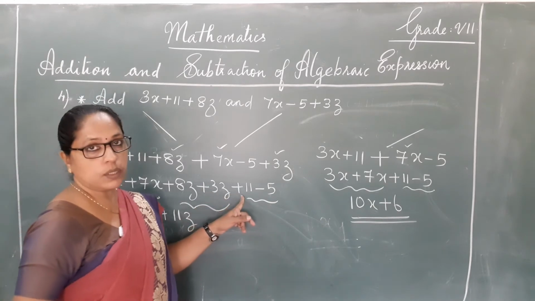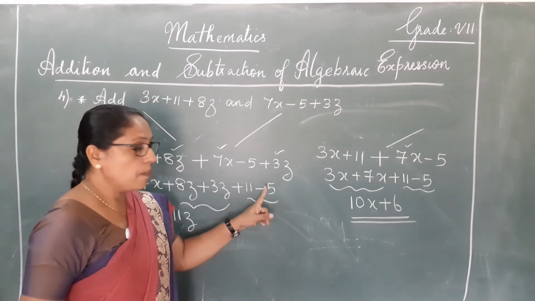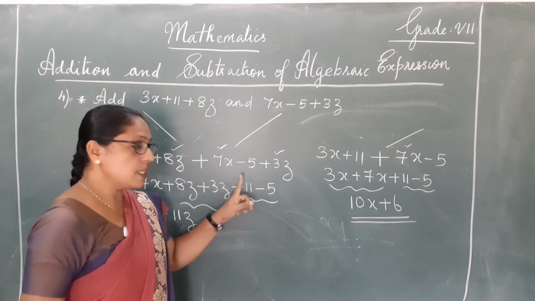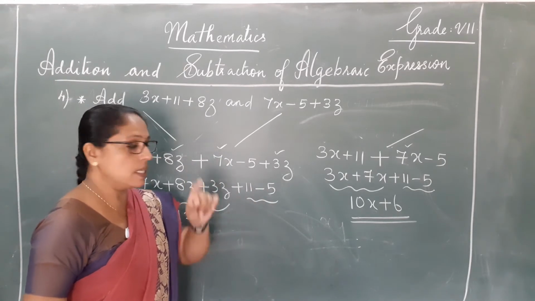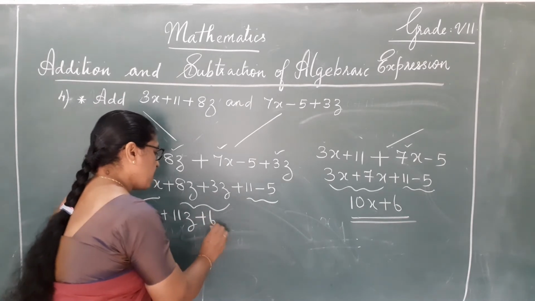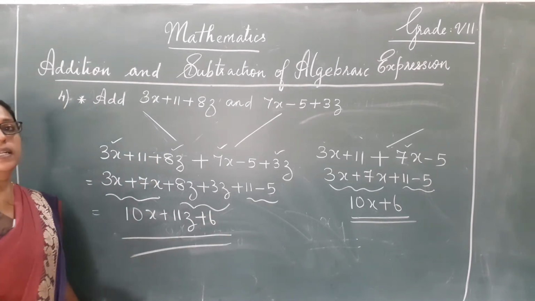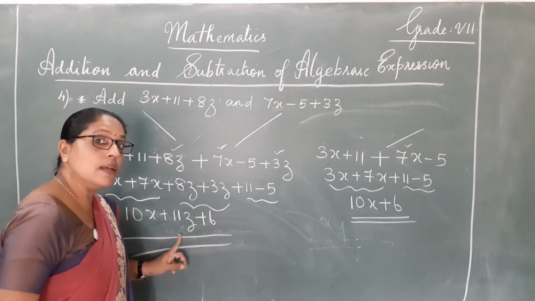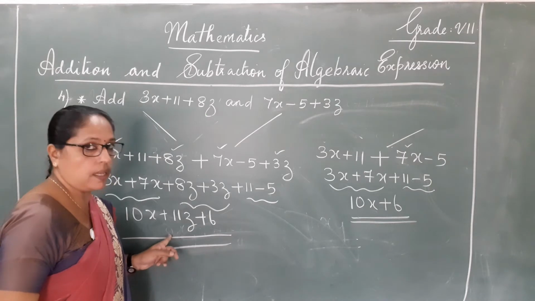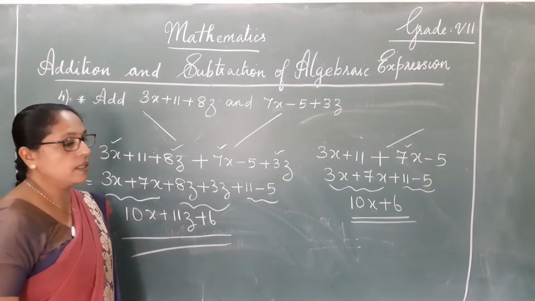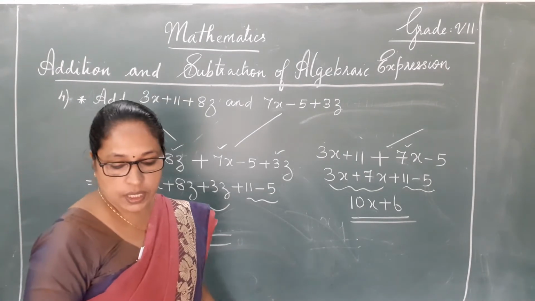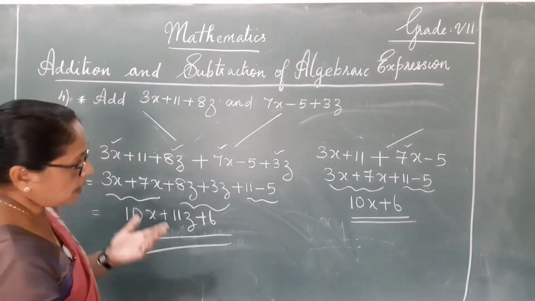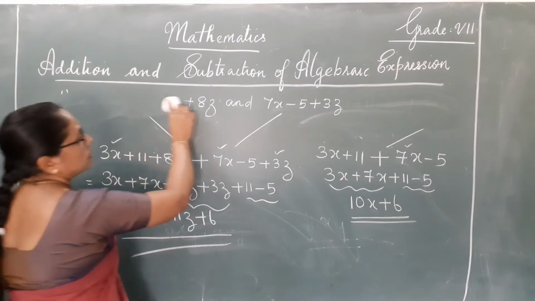Then, next one. Third group. Positive 11 minus 5. Get the answer fast. What is the answer? Yeah, the answer is positive 6. So, we got the answer 10x plus 11z plus 6. So, it is a trinomial. Okay, it's a trinomial. Clear? So, the addition, a few questions are done. Now, again, we are going into another same pattern of addition.